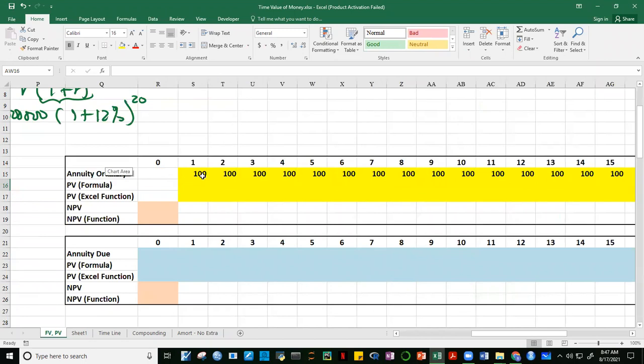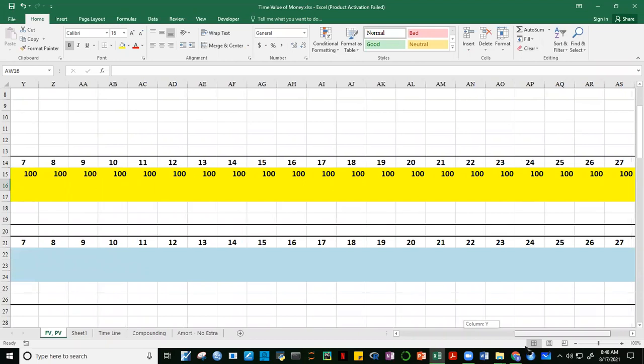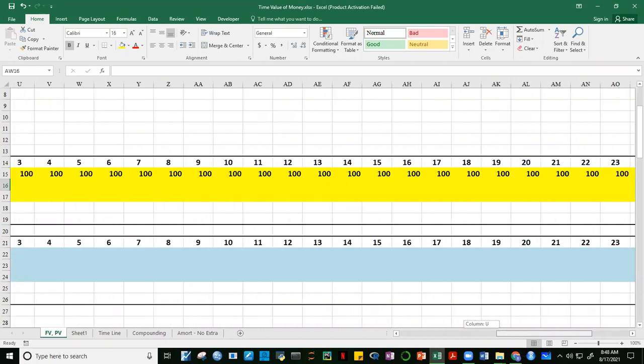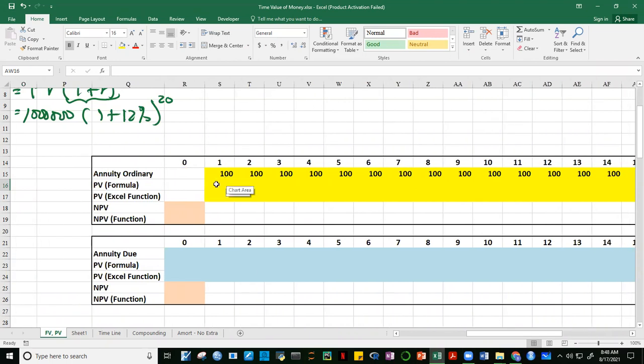Now, how do we get the present value of this one? How do we get the present value of this stream of cash flows? Well, two ways. You can get the present value of each.